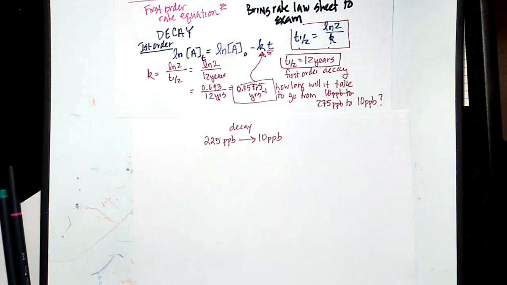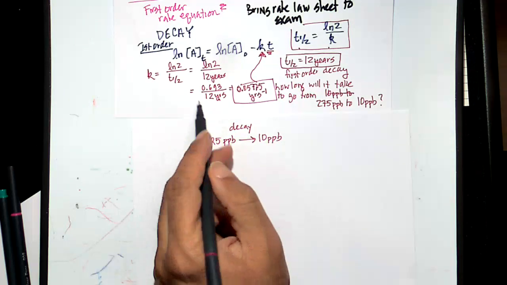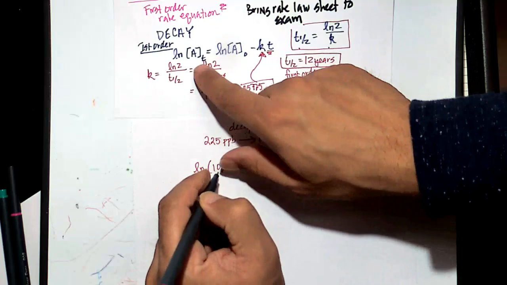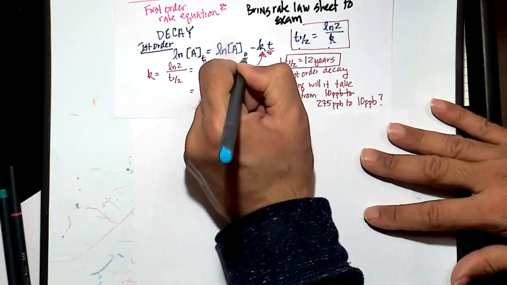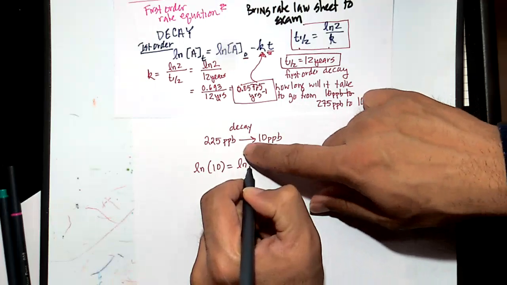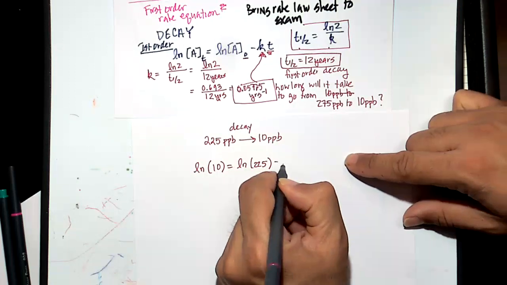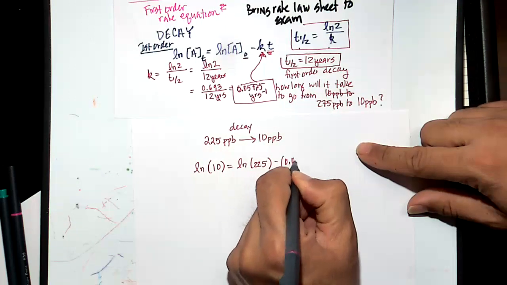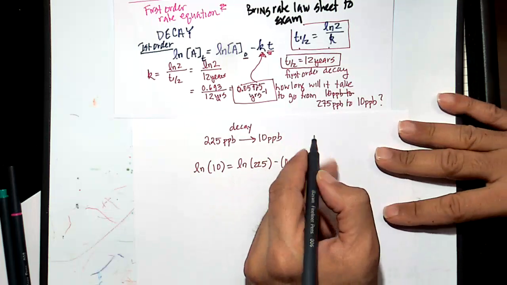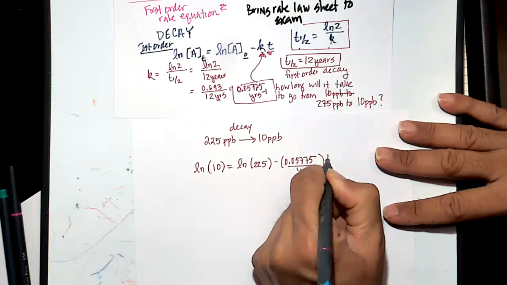So this equation is what we'll use. Okay, use that on your exam. Natural log of, we want it at 10 parts per billion. Natural log of 10 is final, initial, this is initial, equals 225 minus k, which is 0.05775 divided by years, times t.